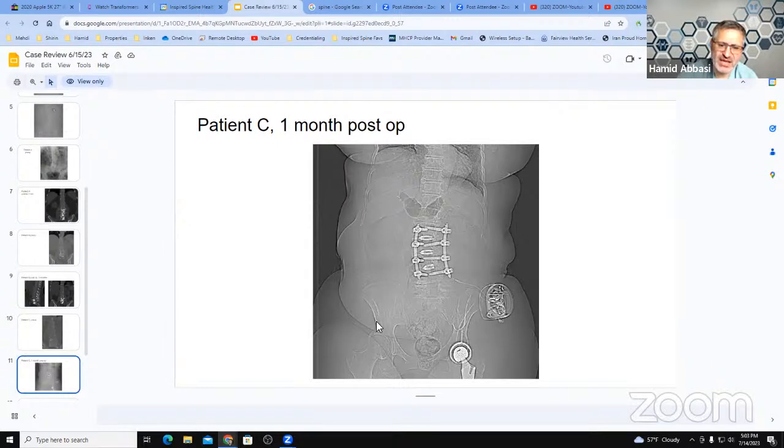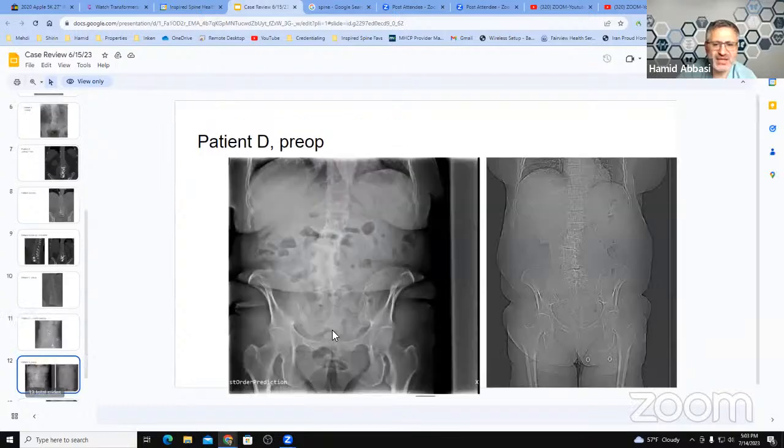Here you see the hip joint, femur, and here an artificial hip. This is a spinal cord stimulation device. This is what you see here, a stool in the rectum. Here you see the screws, and in the lung, you see the vascularization of the lung. And let's go to the next slide.